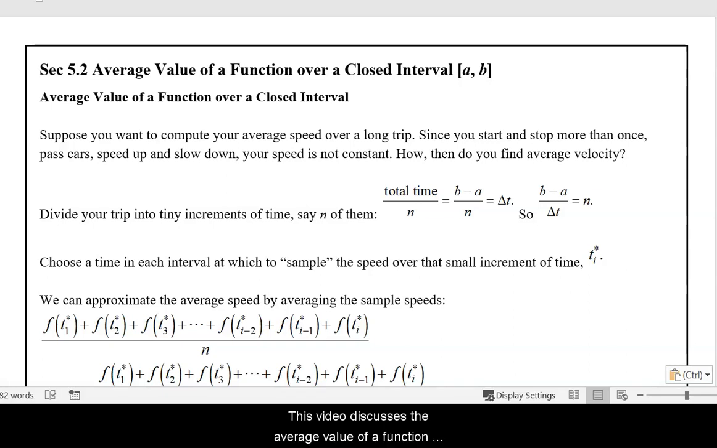This video discusses the average value of a function over a closed interval from a to b. This is the second video over section 5.2, the definite integral, for the OpenStax Calculus book, volume 1. Let's talk about what the average value of a function would represent.